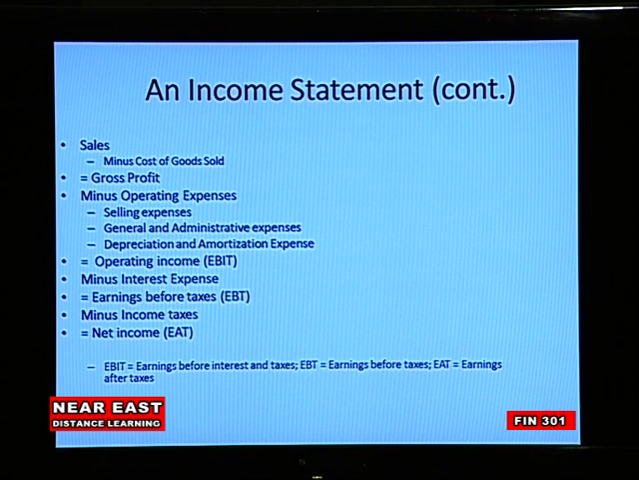Example, if we bought a car for $1 million, and after that we sold it for $1,200,000. Now, the sales will be $1,200,000, and cost of goods sold will be $1 million. The difference between the sales and cost of goods sold will be gross profit.